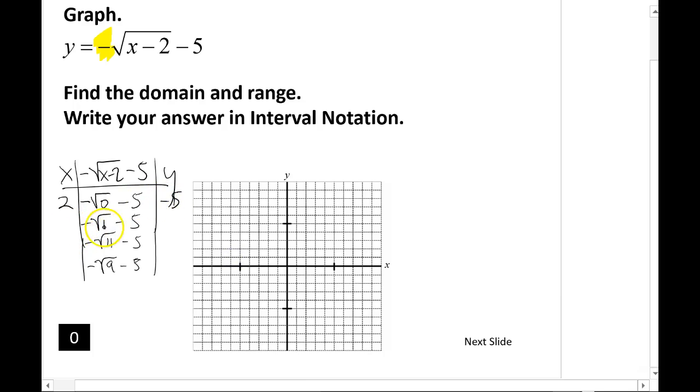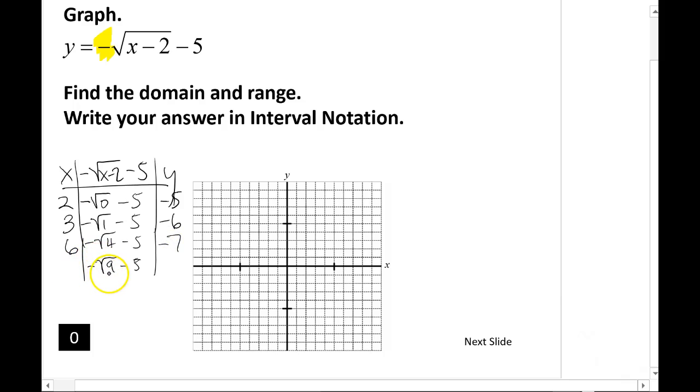Then the next one, to get 1 on the inside, I'd have to plug in 3. And then the square root of 1 is 1. But then it becomes negative because it's negative here. And negative 1 minus 5 is negative 6. Then here I'd have to plug in 6 to get 4. 6 minus 2. And the square root of 4 is 2. And that becomes negative. So negative 2 minus 5 is negative 7.